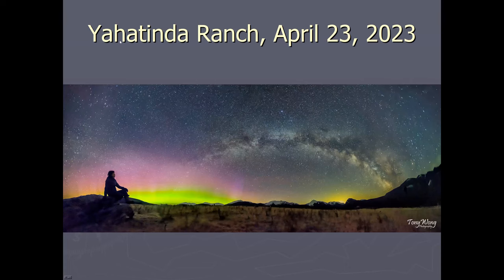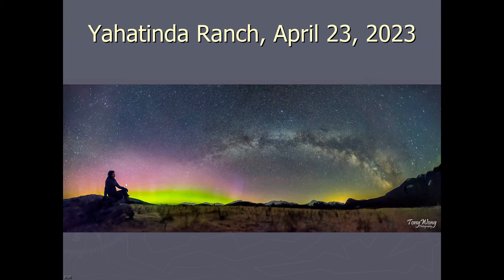Now, this photo was taken in Yahatinda Ranch. Oh, I'm sorry. It's 2022, not 2023. I made a mistake in my typo. Yahatinda is straight west of Oz. When you go to the dark side finder, you realize that it is very dark. And I was lucky when I was taking photos of the Milky Way in April, we got beautiful aurora.